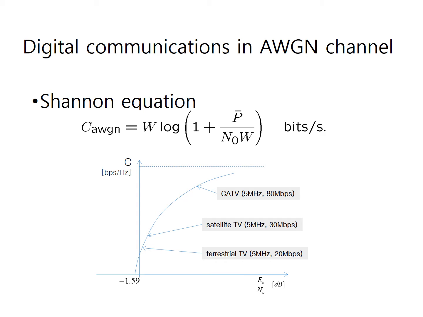This graph is a graphical representation of Shannon's equation. Basically, as Eb increases, this is the energy to transmit a bit, and this is noise. So this means SNR, like this part. If the SNR increases, the bit rate, the channel capacity, increases.